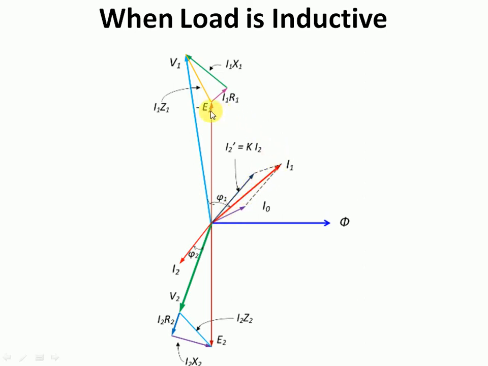Now at the tip of E1, you have to draw a line parallel to I1. That will be indicating I1 R1 with very smaller magnitude, as the value of R1 is very small. Then you have to draw a line perpendicular to I1 R1, which is actually I1 X1. So now E1 plus I1 R1 plus I1 X1 will be giving you the value V1.